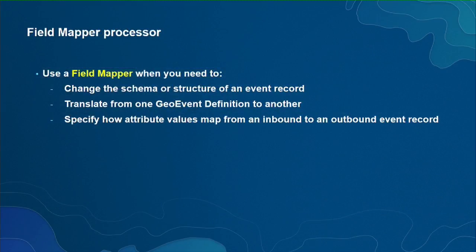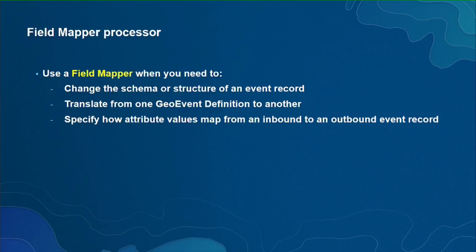A field mapper is used when you want to change the schema or calculate a derivative value to add to your data. So the field mapper can translate from one GeoEvent definition to another. It's primarily used to flatten out the data if you have a hierarchical structure that is being received, say, as JSON or GeoJSON, and you want to output the data into a feature service, you'll first need to simplify or flatten out that structure.